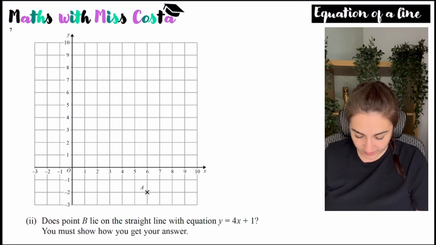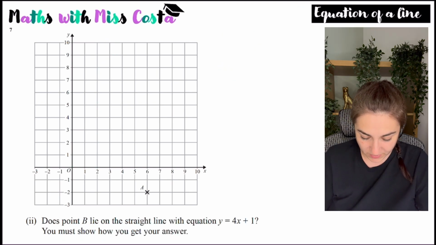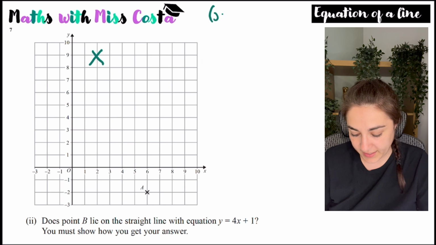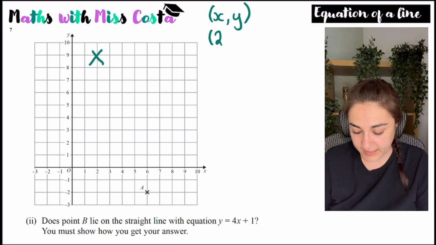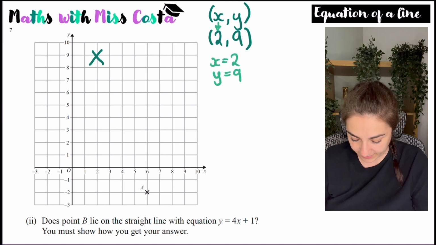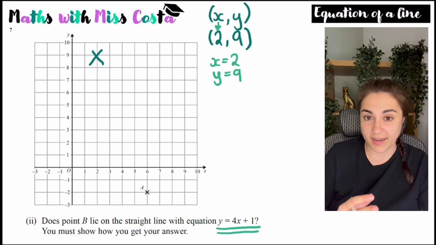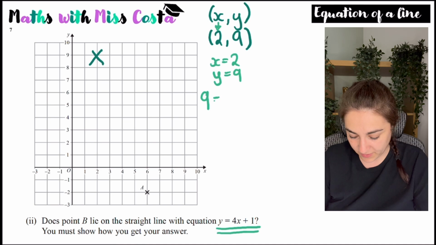Next, it says, does B lie on the straight line with equation y equals 4x plus 1? So B was the coordinate 2, 9, so let's just replot it. To check if a coordinate lies on a line, like I said, it's the X coordinate first, then the Y coordinate. So for the coordinate 2, 9, X is equal to 2 and the Y coordinate is 9. So in this straight line with the equation y equals 4x plus 1, 9 must equal 4 times x, which is 2, plus 1. So we can substitute that in. So 9 equals 4 times 2 plus 1.